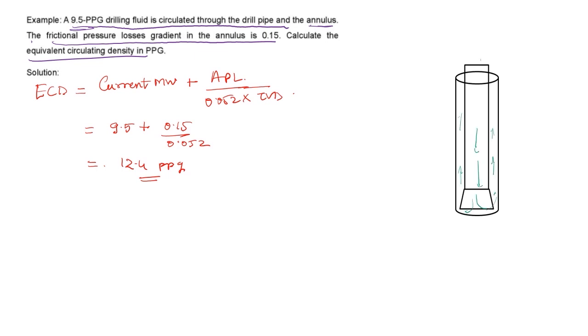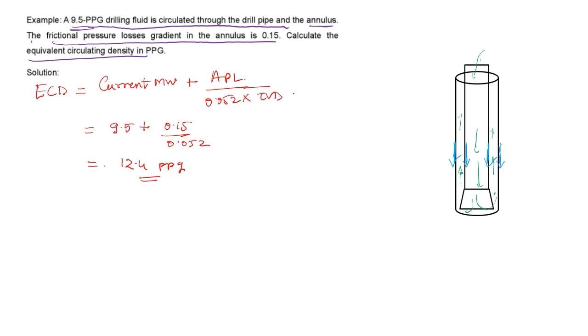From the drill string, my drilling fluid will go through the drill pipe to the bit, and from the bit, that is from the bottom, the drilling fluid will be circulated upwards through the annulus. Now when my drilling fluid is moving upwards, obviously my friction will be acting downwards. As a result, I will experience some annular pressure losses.